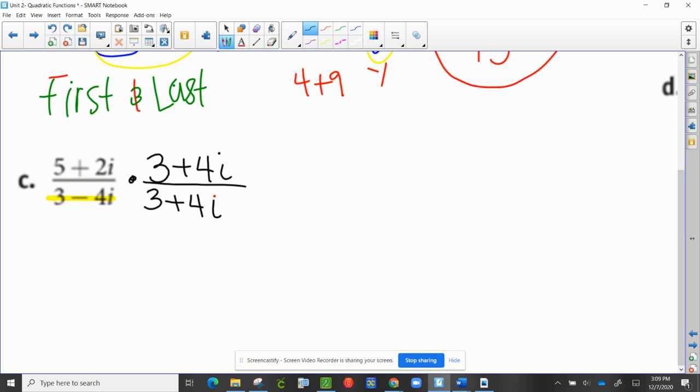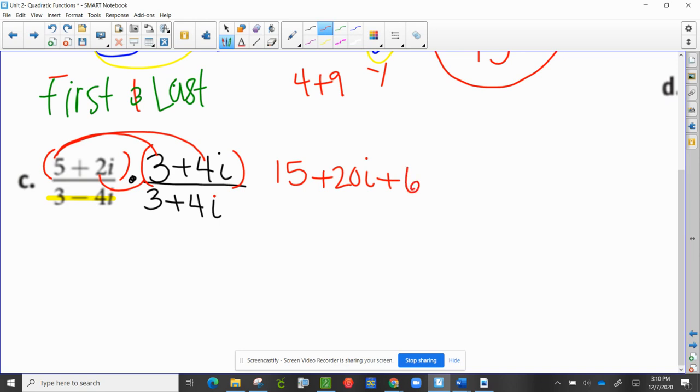Okay, so this one's going to be a little bit of work because we have 2 terms on top and bottom. So we're going to have to FOIL twice here. So let's just go one part at a time. So I'm going to multiply the tops together. So I'm going to FOIL this out. 5 times 3 is 15. 5 times 4i is going to give me 20i. 2i times 3 is going to give me a 6i. And last, 2i times 4i is going to give me an 8i squared.